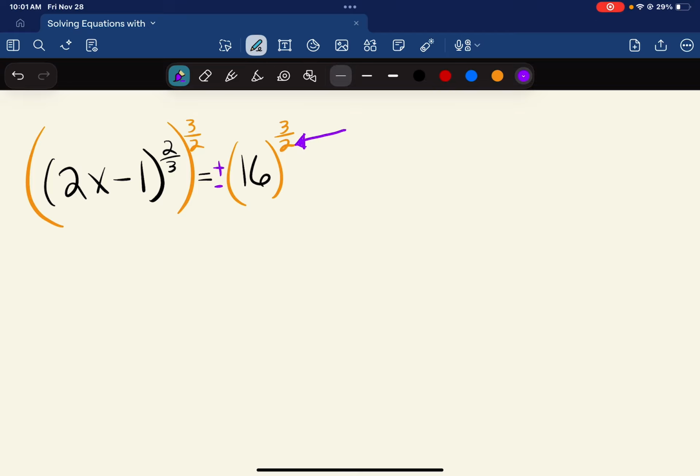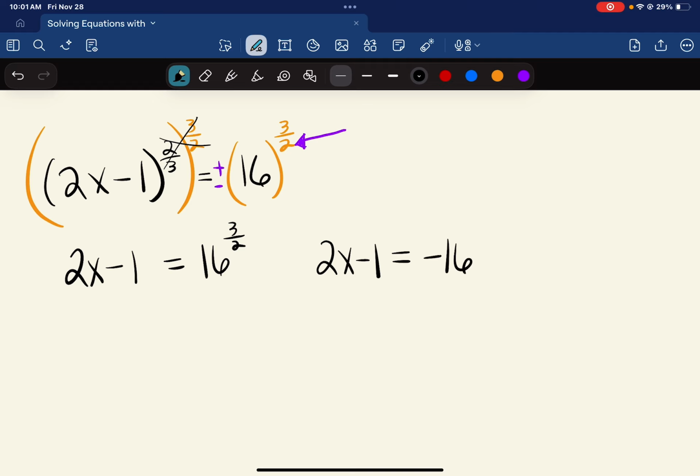And that, of course, the reason behind that is another video. But just remember, anytime you take an even root of both sides of your equation to solve, you definitely have to use your plus or minus. All right, so these reduce, and you end up with 2x minus 1 equals a positive 16 to the 3/2 power, and 2x minus 1 equals a negative 16 to the 3/2 power. Okay, so make sure that you have both of these.